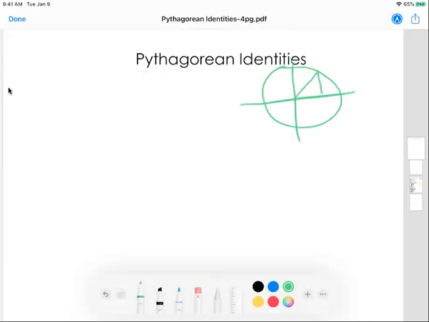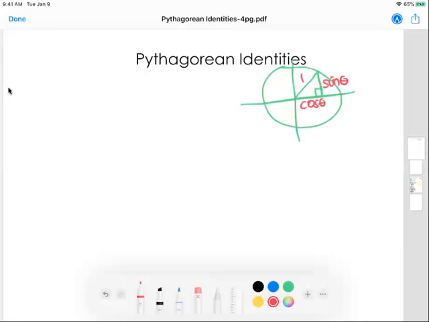We can construct right triangles. Our unit circle has a radius of 1. And then along the x, that is cosine of theta. Along the y is sine of theta. So I can use the Pythagorean theorem to actually write my first Pythagorean identity.